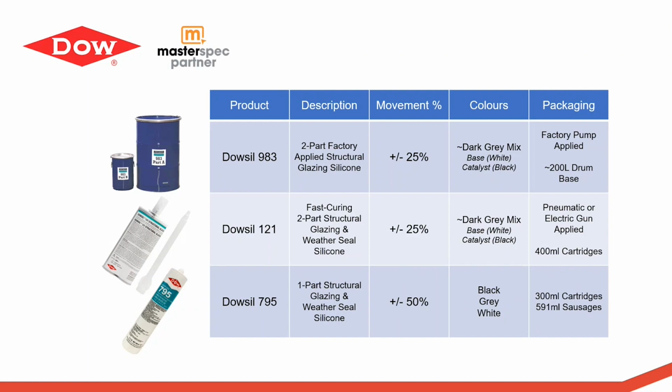For on-site structural glazing, we have two options. So Dowsil 121, which is a portable two-part option. We supply pneumatic and electric dispensing guns to use with Dowsil 121. And finally, Dowsil 795, a one-part structural glazing sealant, a good 50% movement capability. We supply this in sausages and cartridges.